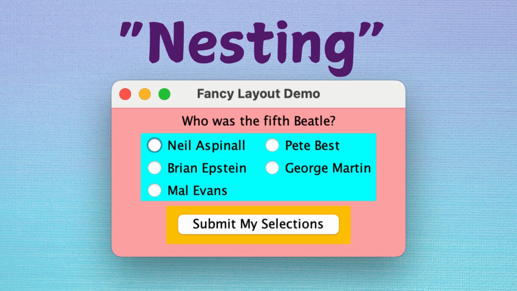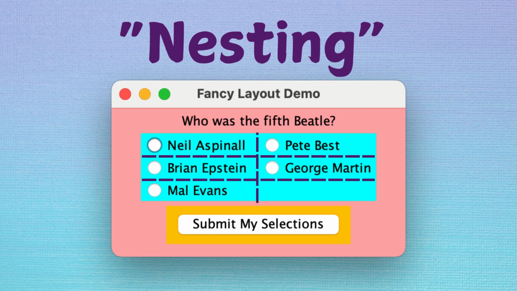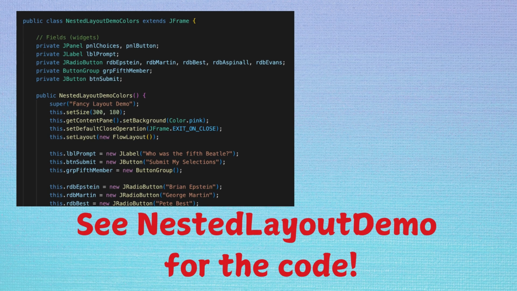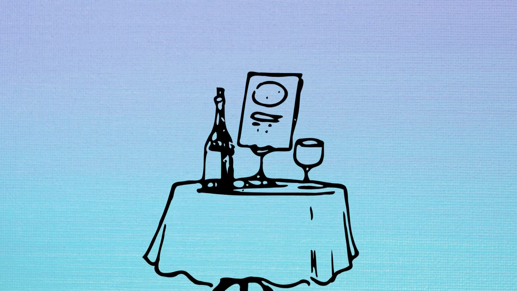The pink color is the frame itself, and the label is added directly to that. The teal is a panel, and I've applied a 3x2 grid layout to that panel before adding the checkboxes. The orange color represents a separate panel with the button, and it's really just to demonstrate an additional panel. So that gives us three elements: the label, the checkbox panel, and the button panel. And I've added all of those to the frame within a flow layout. Using panels with their own layout managers gives you a ton of flexibility.